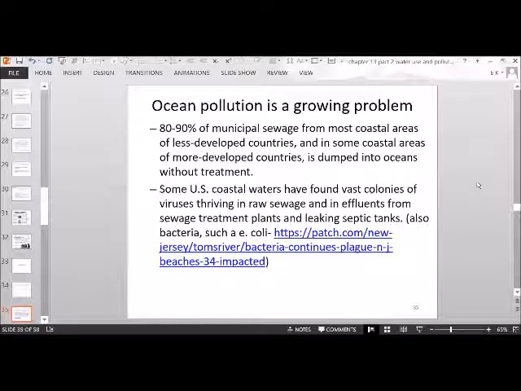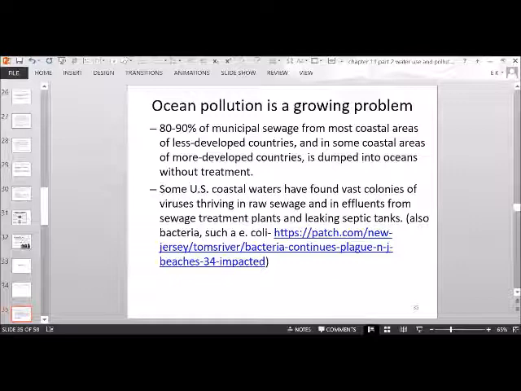80 to 90% of municipal sewage from most coastal areas of less developed countries, and in some coastal areas of more developed countries, is dumped into oceans without being treated. Some US coastal waters have found vast colonies of viruses thriving in raw sewage and in effluents from sewage treatment plants and leaking septic tanks.